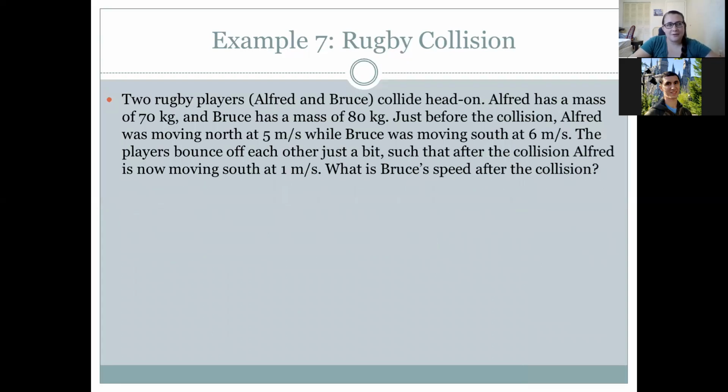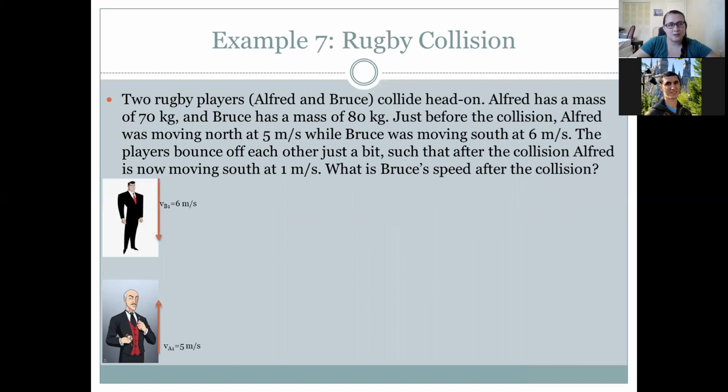Okay, so here is our picture of this. I've actually never watched a game of rugby before, but I'm sure this particular example would be quite entertaining to watch. So here's Alfred, right? He's traveling north at 5 meters per second. Here's Bruce traveling south at 6 meters per second. So this is our before picture. And after, we know that Alfred is moving south at 1 meter per second. And we're not really sure what's going on with Bruce after this collision, what his motion is like. So we just kind of plopped him into the picture there, but we don't really know. So let's find out.